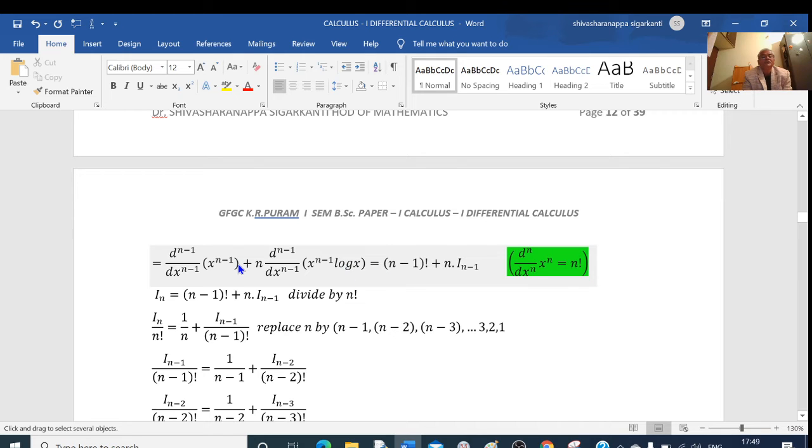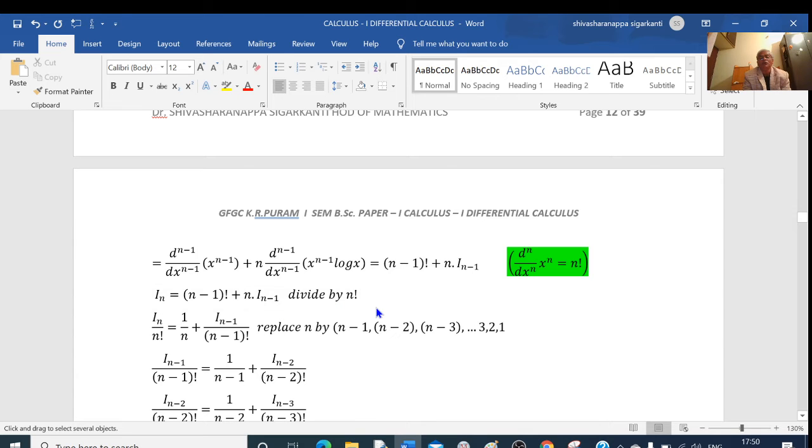This is equal to, see, we have the nth derivative of x raised to n equal to n factorial. Therefore, the n minus 1th derivative of x power of n minus 1 is n minus 1 factorial. So this first term is nothing but n minus 1 factorial, plus n into, what is this? Here this can be written as I(n-1), because we have In as d^n by dx^n of x raised to n log x. So in place of n I have n minus 1. Therefore I can write this as I(n-1). So In can be written as n minus 1 factorial plus n into I(n-1).